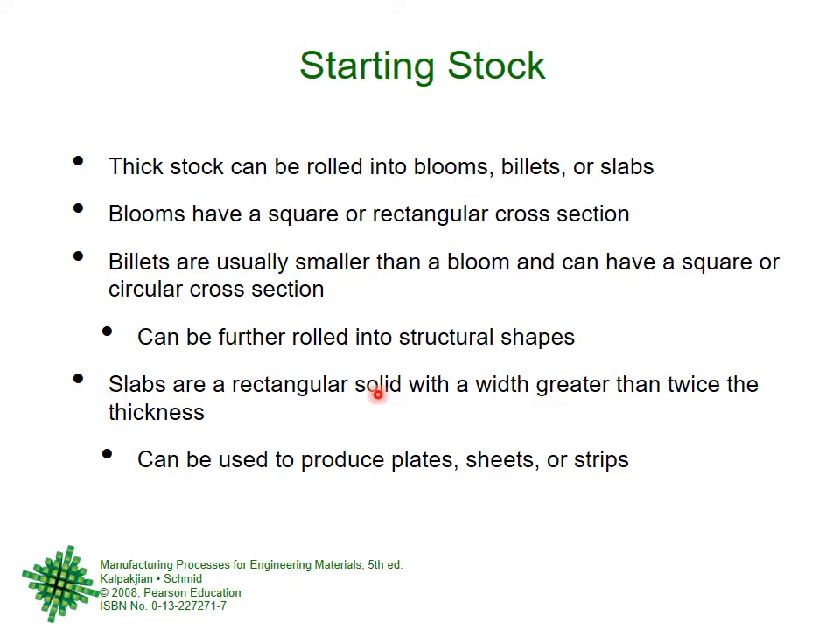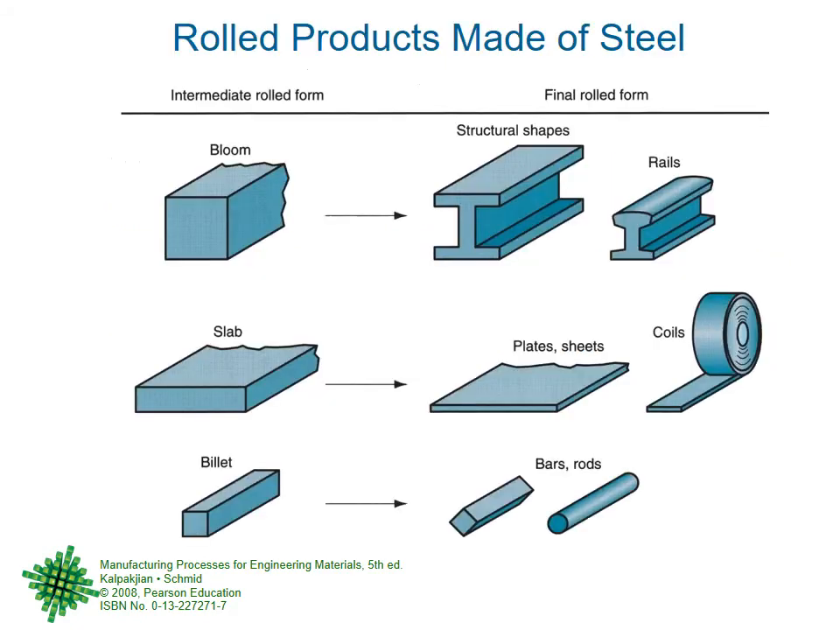Slabs are a rectangular solid with a width greater than twice the thickness and can be used to produce plates, sheets, or strips. So the starting stock material can be called a bloom, a billet, or a slab, depending upon the original geometry.